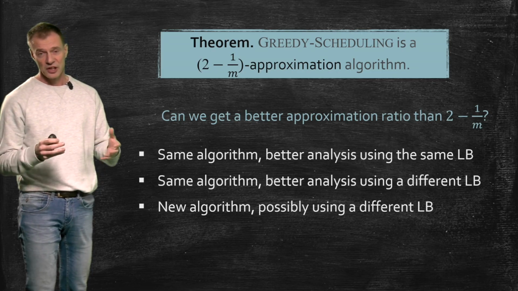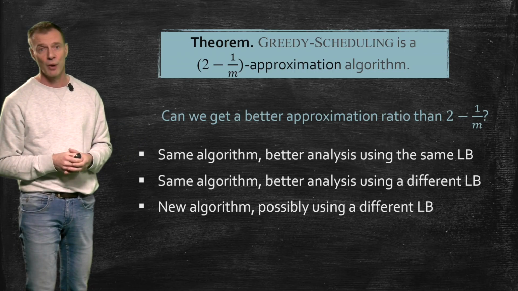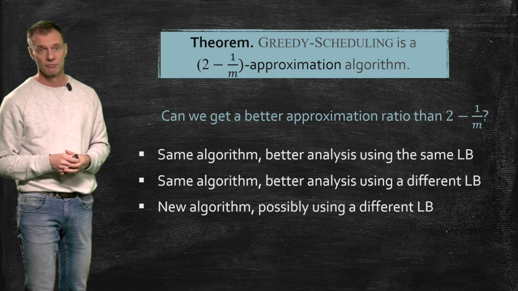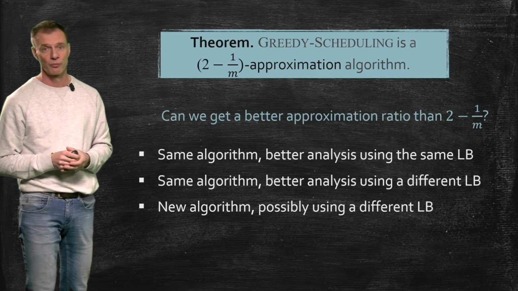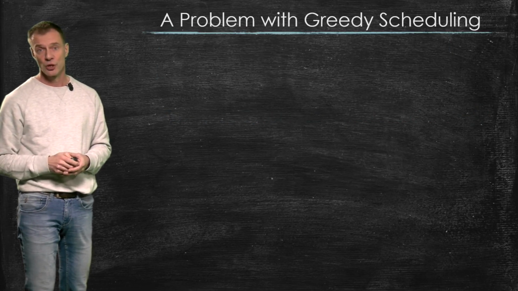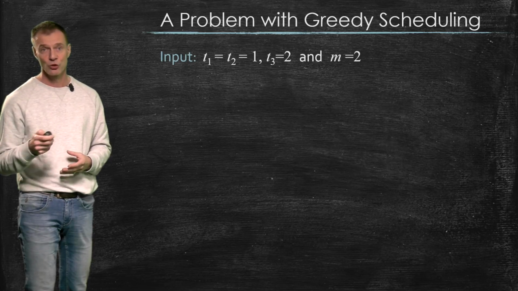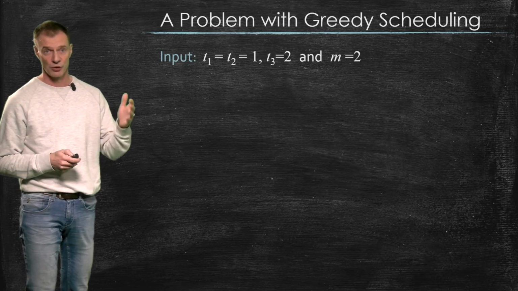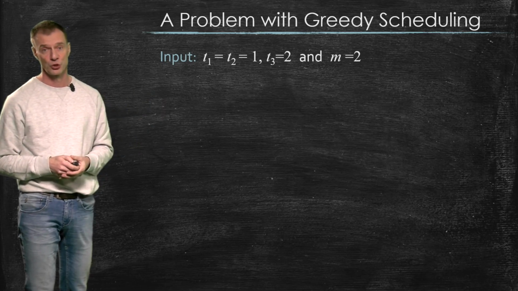Okay, so let's see if it's actually possible with this algorithm, maybe with a different lower bound, to prove something better than the 2 minus 1/m. Actually it will turn out that this is not possible because of the following problem. So let me try to give an example just for 2 machines, with the following input set. We have 2 machines, and the processing times of the jobs are 3 jobs: a job of size 1, another job of size 1, and 1 job of size 2.